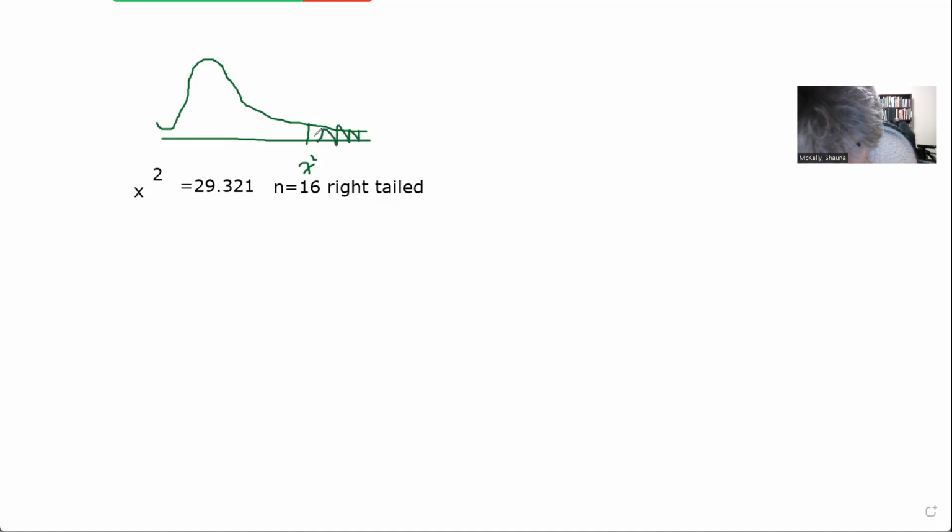Now, one thing to keep in mind, as I said, the chi-square doesn't have negatives, so this is going to be 0 there. And so what that means is when you go to the calculator, a couple of things before we do that. Remember that chi-squared uses degrees of freedom. So you need to reduce this by 1. This is n minus 1, which is going to give us 16 minus 1, which is 15.